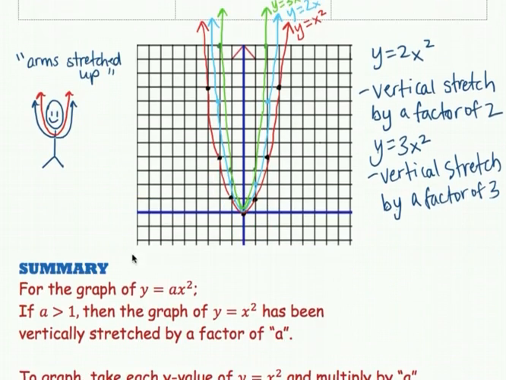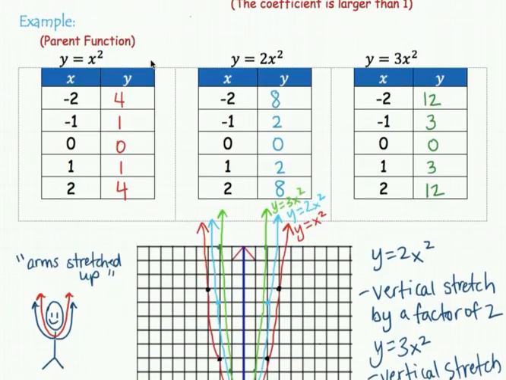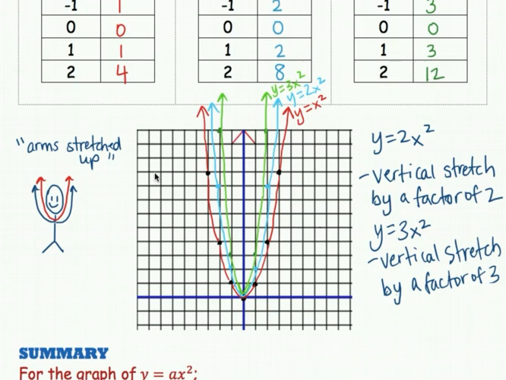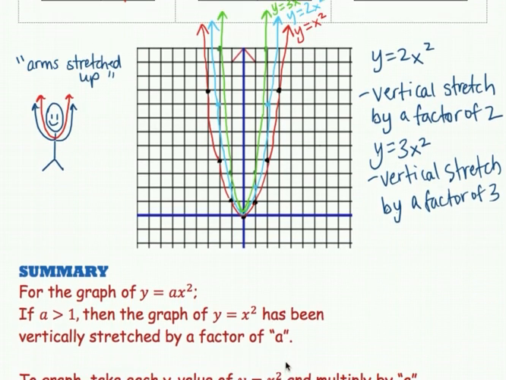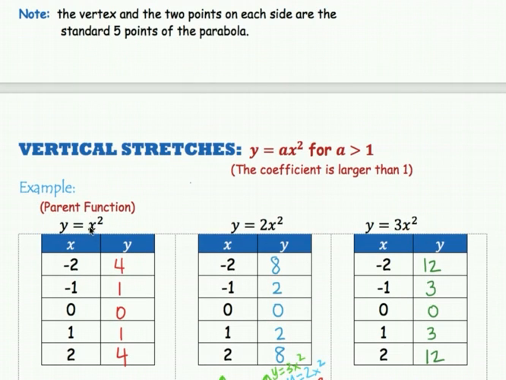So it's just a little note here. If you were to graph it, all you have to do is take all the y values of x squared and multiply them by the a value to find the y value. So whatever value ends up sitting here, you can multiply all the y values to get the new y values really quickly.